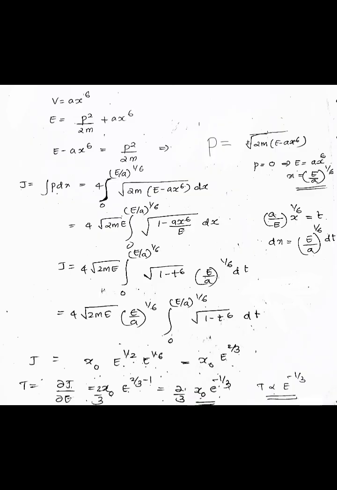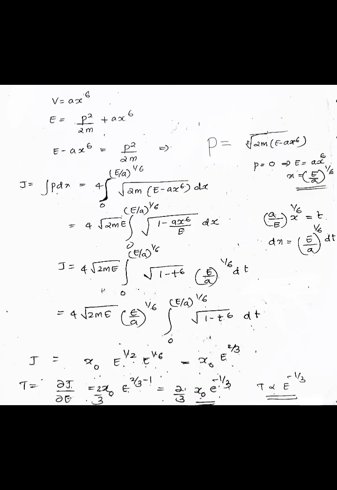So in this equation, if P is equal to 0, E is equal to A x raised to 6. That is x is equal to E by A the whole raised to 1 by 6. So J is equal to integral over P dx. That is equal to 4 into integral over 0 to E by A the whole raised to 1 by 6 into square root over 2m into E minus A x raised to 6 into dx. This is equal to 4 into square root over 2mE integral over 0 to E by A the whole raised to 1 by 6 into square root over 1 minus A x raised to 6 by E into dx.